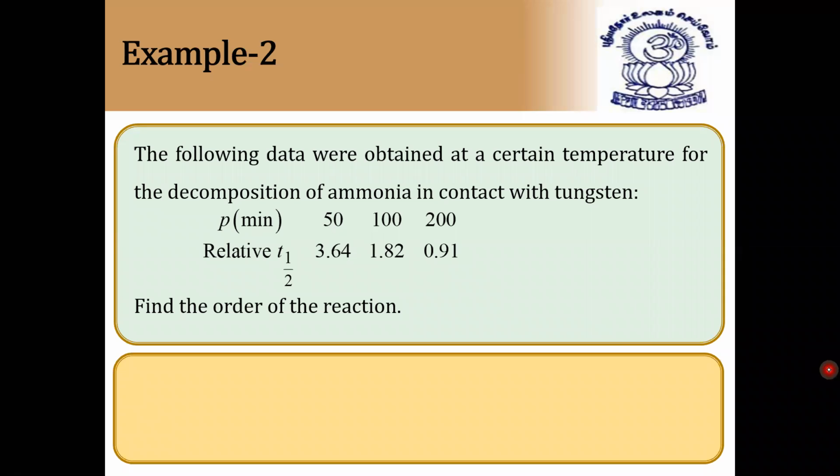I'll show it clearly now. So this is a second order reaction because it matches with second order: 3.64, exactly half is 1.82, exactly 2 times decreasing. 1.82 into 2 is 3.64, and 0.91 into 2 is 1.82. So it is exactly 2 times. So it is a second order reaction. I hope it is clear.